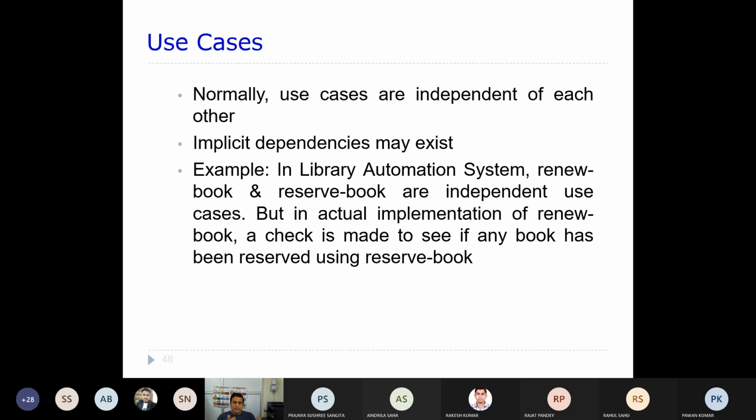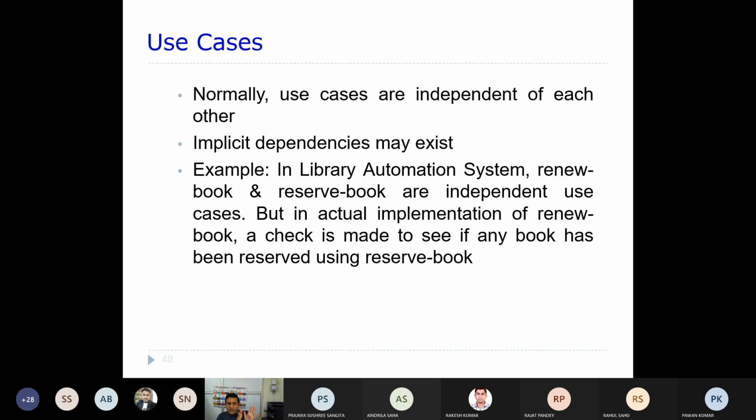Like in this case, as part of your library automation system, let's say there are two use cases: one is renew book and the other is reserve book. Renewing a book and reserving a book are independent use cases, right? But in actual implementation, before you renew a book, a check should be made to see if the book has been reserved using reserve book or not.